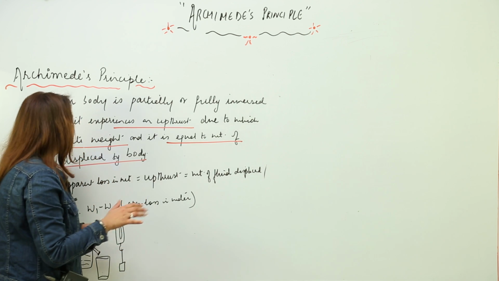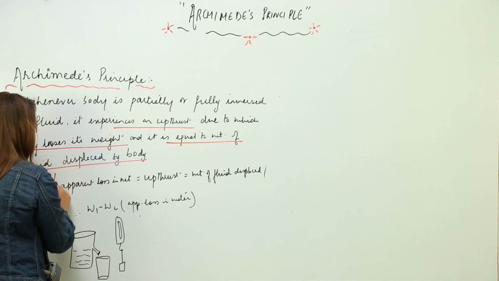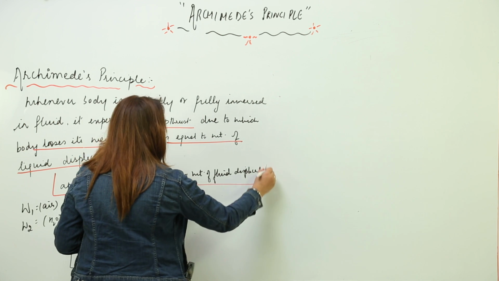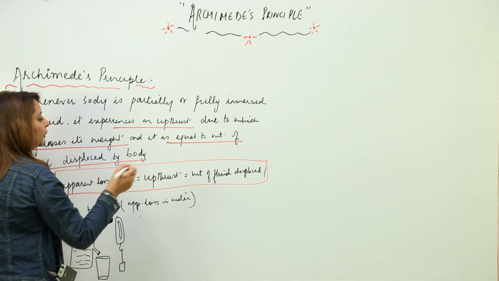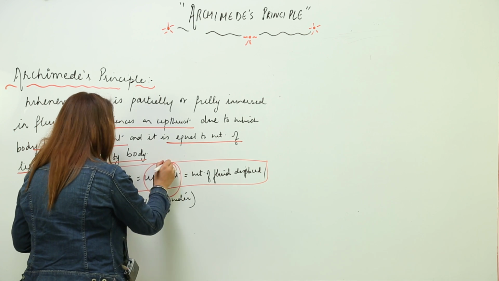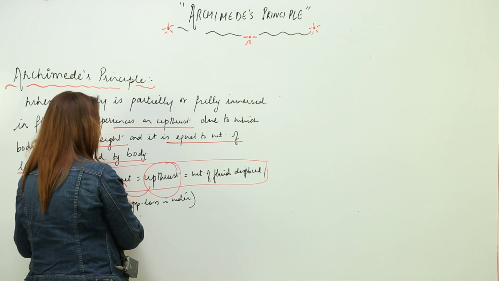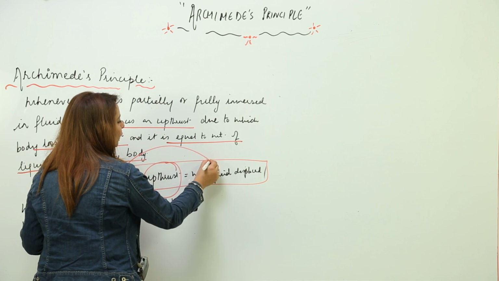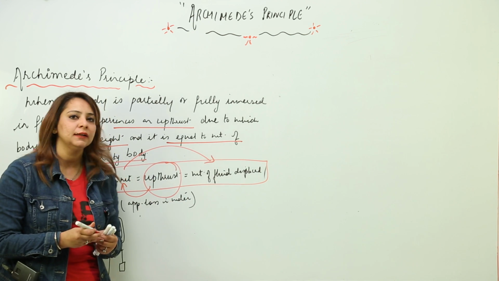So we can say that apparent loss of weight is equal to upthrust, which is further equal to the weight of fluid displaced. Or you can say that upthrust acts, due to which the weight is lost, and which is further equal to the weight of the fluid displaced.